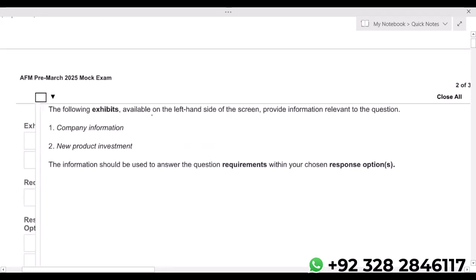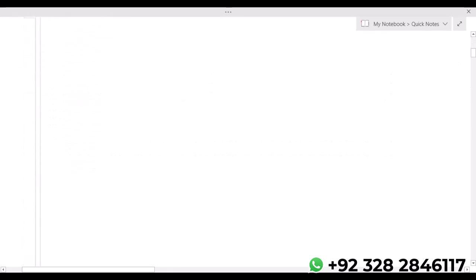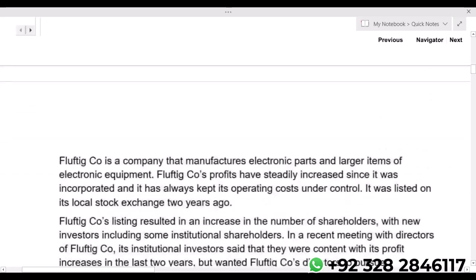The following exhibit is available on the left-hand side screen: company information, new product information. This information should be used to answer. Choose in response. Basically, the numerical part we answer in the spreadsheet and the theoretical part we answer in MS Word.